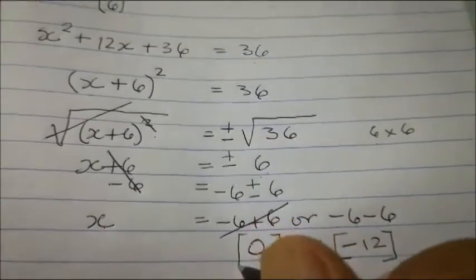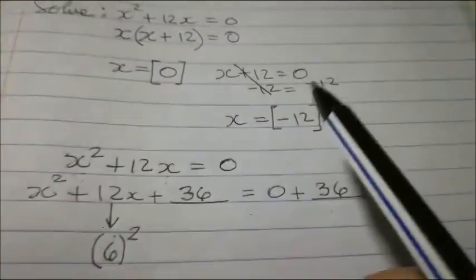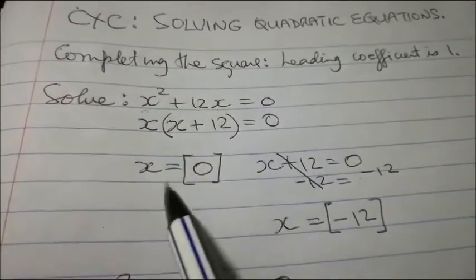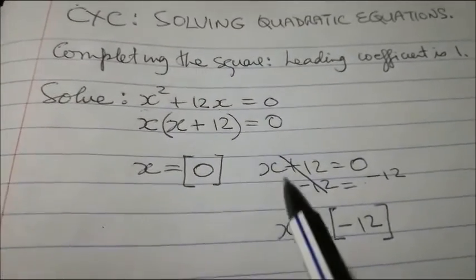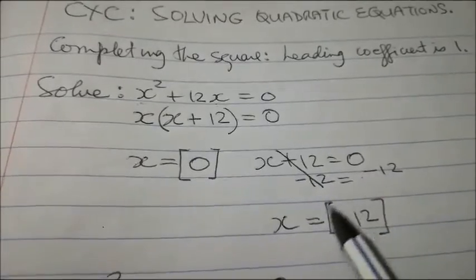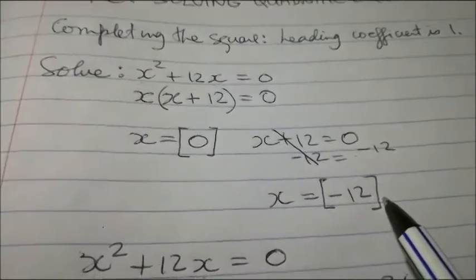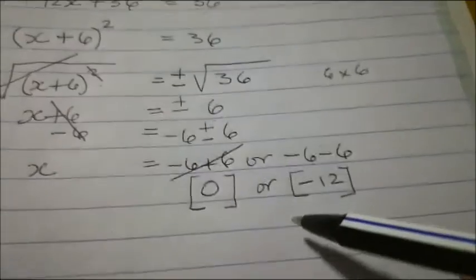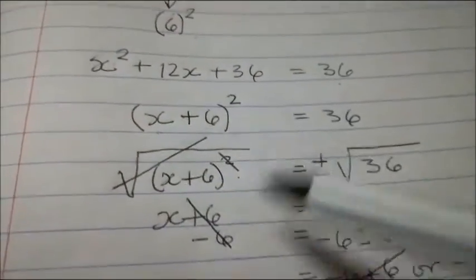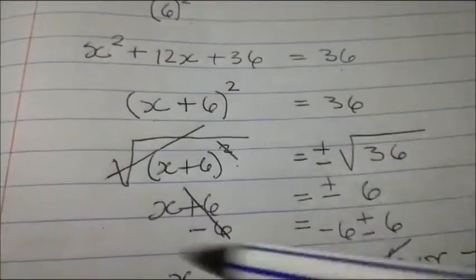See, it worked out to be the same as the one we did up here. It worked out to be the same because we know that x is equal to 0 here, and x plus 12 is equal to 0, and it eventually worked out to x equal minus 12. So it's the same. We got the same answers. We use completing the square to get this solution.